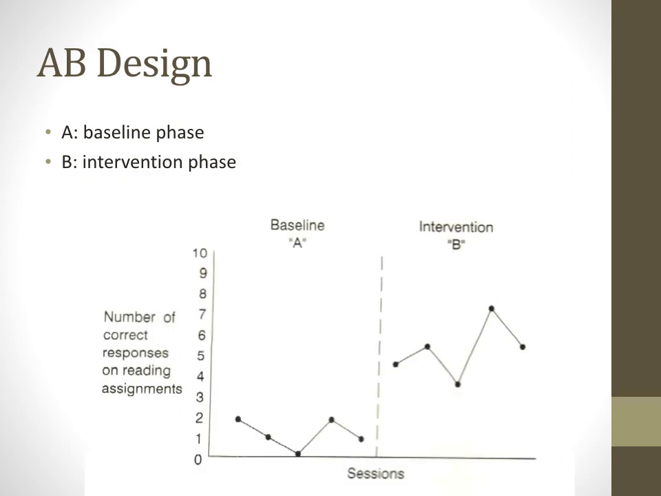So this is an example of an A-B design. As you see, there are 5 baseline sessions and 5 intervention sessions. After this researcher established stable baseline, she moved on to intervention sessions. And the dependent variable was correct response on reading assignment. So you will implement your intervention in this way using A-B design, and you will record your data and graph your data. That will be your final project.